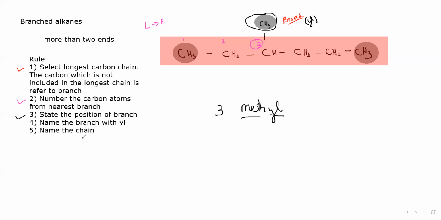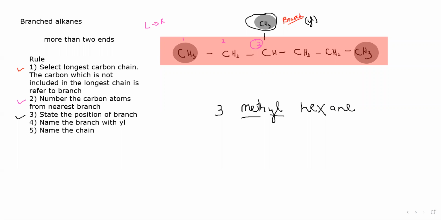Now, we will name the chain. How many carbon atoms are there in the chain? So 6 carbon atoms. What is the prefix used for 6 carbon atoms? It will be hex. For 6 carbon atoms, it is hex. And what is the bond between the carbon atoms? Throughout the chain, what kind of bond? Double, triple, single? It is a single bond. So we call that ane.